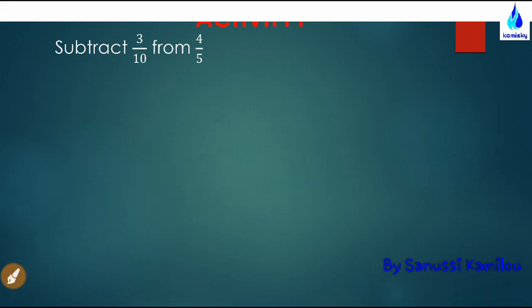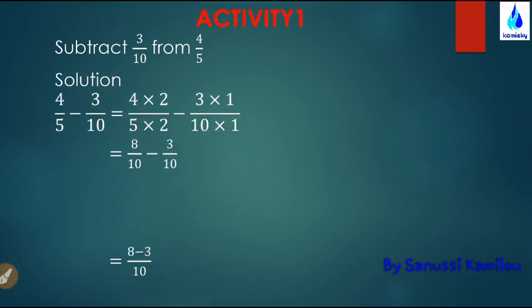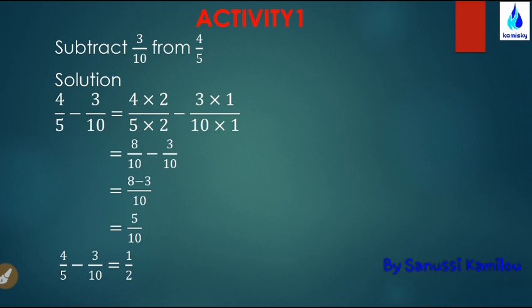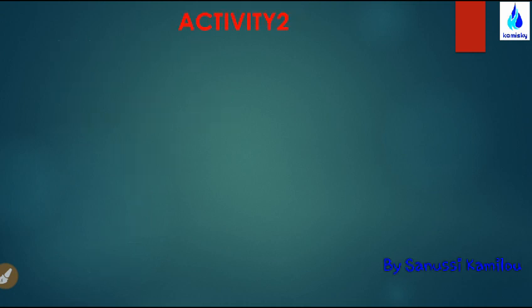So now let's continue with the next activity. But before that, this is what we just did together. Anytime they say you subtract fractions, follow the same steps and you will get it. Now let's look at activity 2. Activity 2 is so simple. So they say we should subtract 4 out of 9 from 5. So we are subtracting a fraction from a whole number.